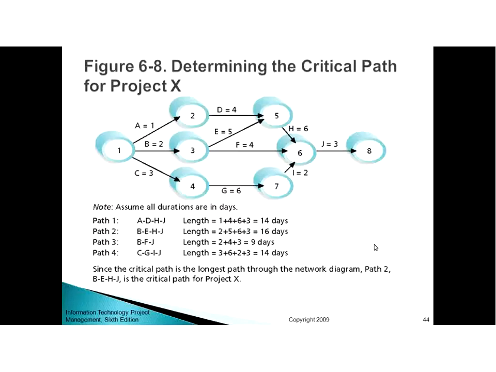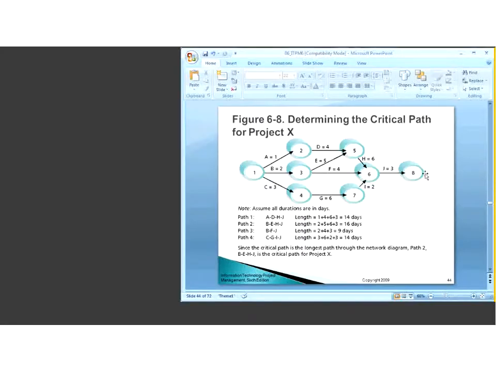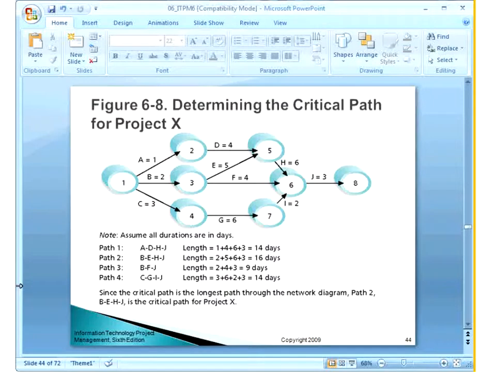For example, in this diagram, we see the paths A, D, H, J and B, E, H, J. You will see that the longest path is path 2, which is B, E, H, J, because it is 16 days. If any activity on this path is delayed, then the overall duration of the project will be delayed. Now, what is the duration of this project? Can any one of you tell me what is the duration of this project shown in this diagram?